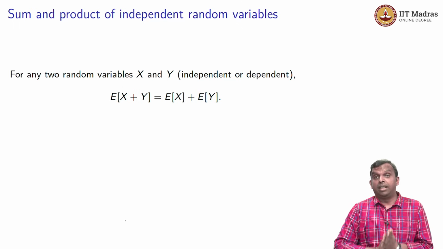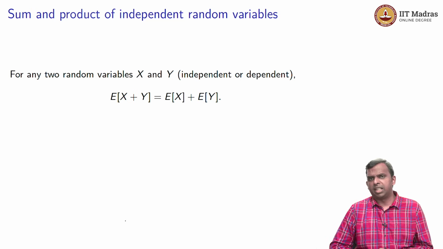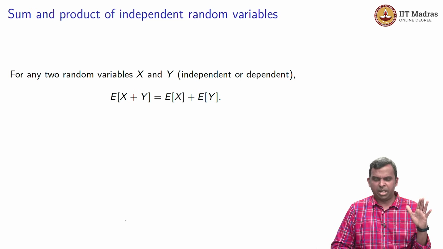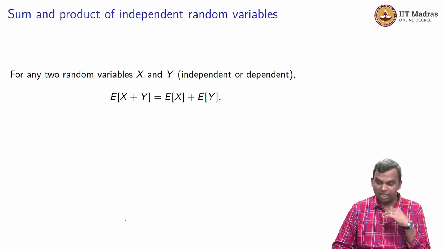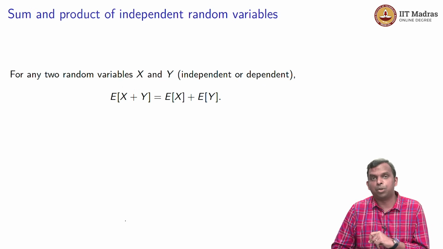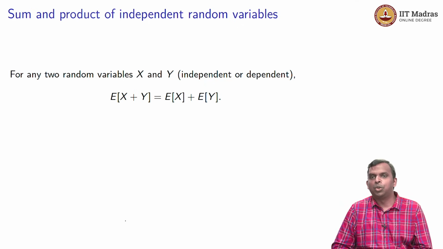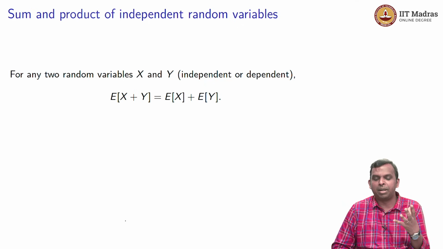One other property which is very useful is the sum and product of independent random variables. We know expected value is linear. So for any two random variables X and Y, whether independent or not, the expected value of X plus Y is the expected value of X plus the expected value of Y, and this we used so interestingly in complicated problems to simplify our calculations.